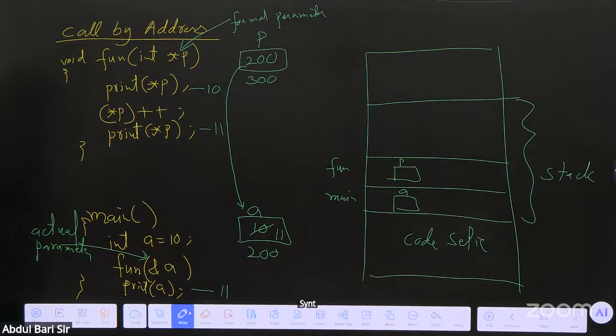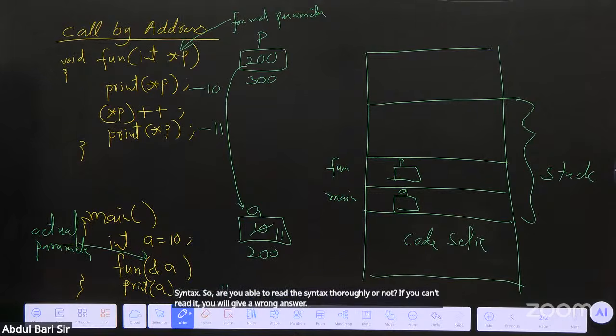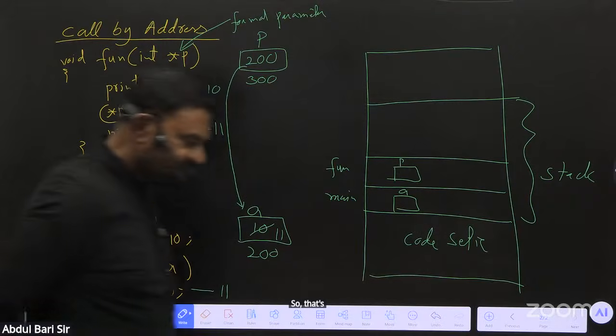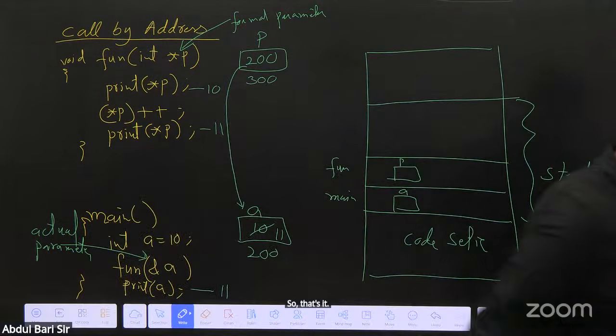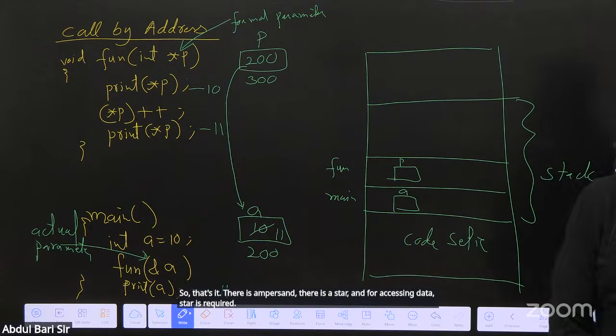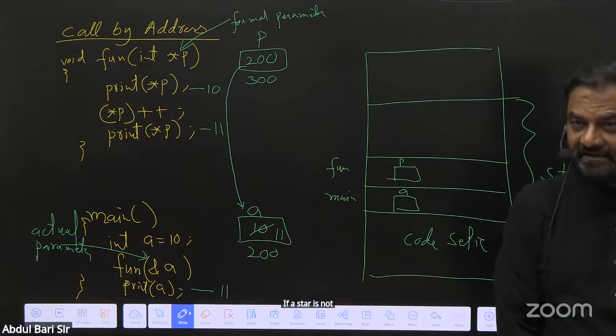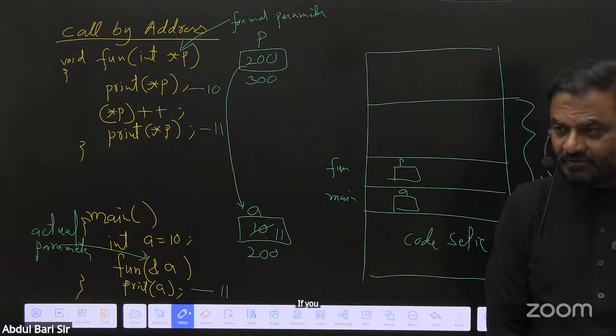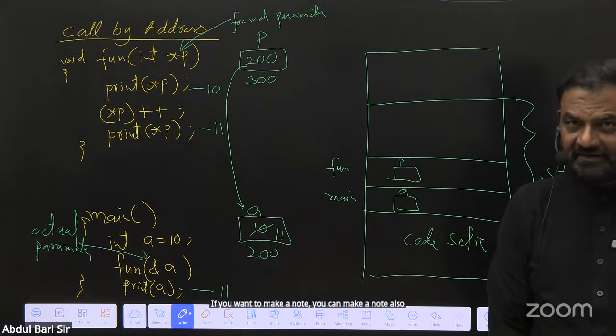Syntax. So are you able to read the syntax thoroughly or not? If you can't read it, you will give a wrong answer. So that's it. There is an ampersand, there is a star, and for accessing data, star is required. If a star is not there, it means you are not accessing data. If you want to make a note, you can make a note for reference later on.